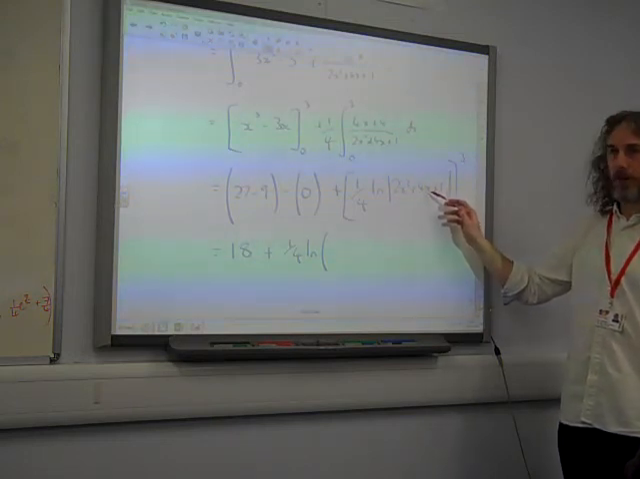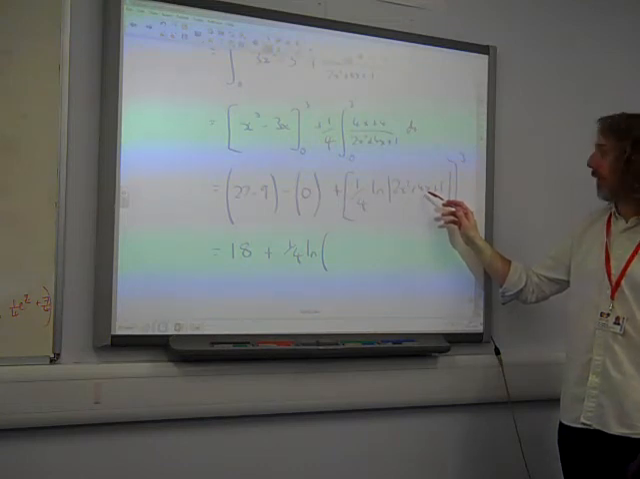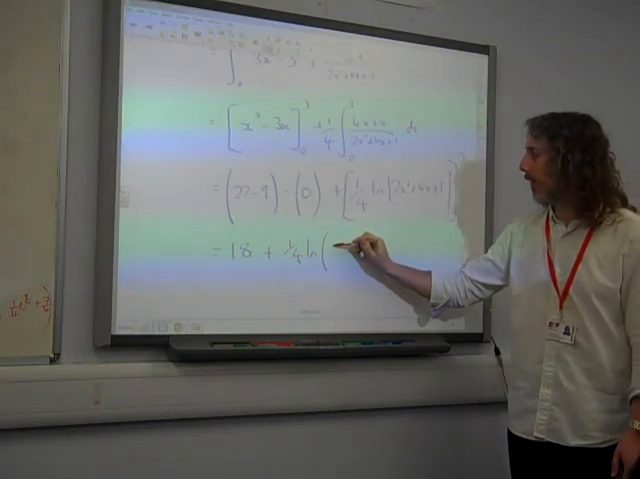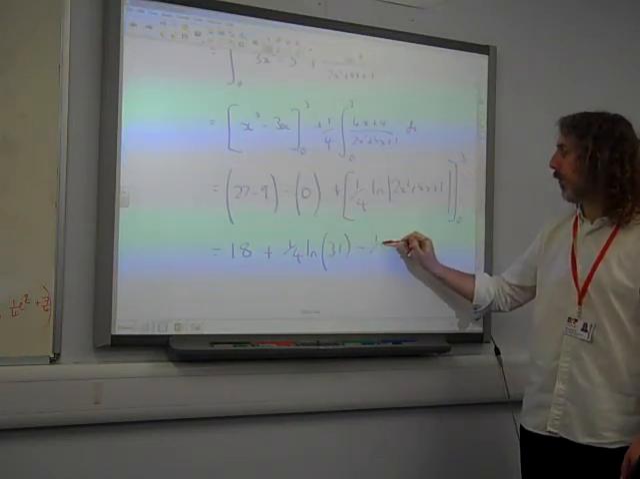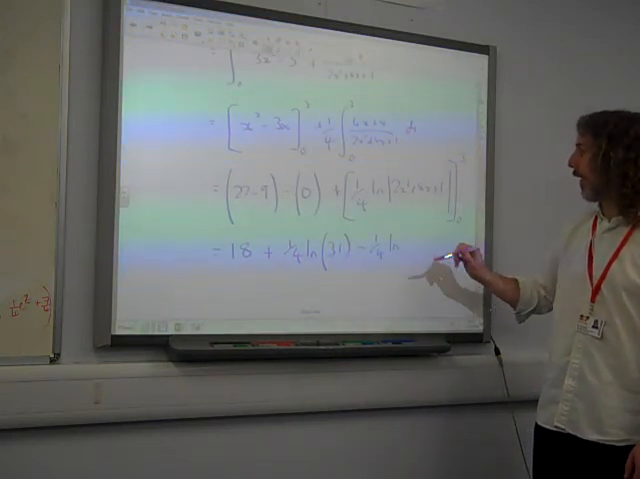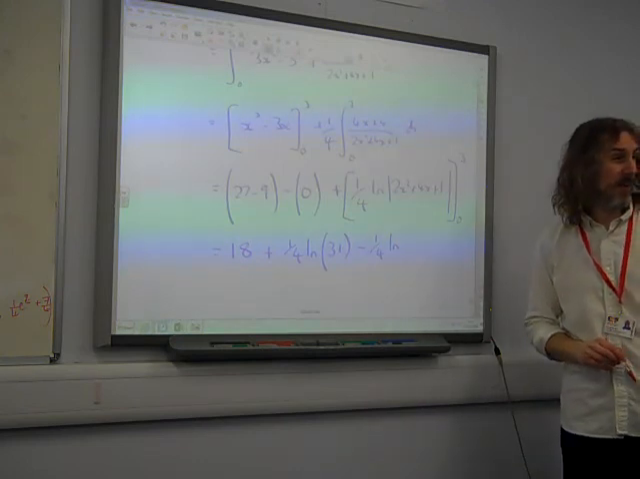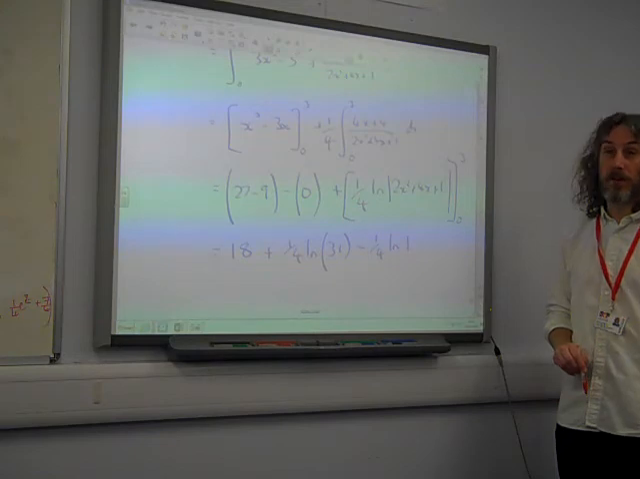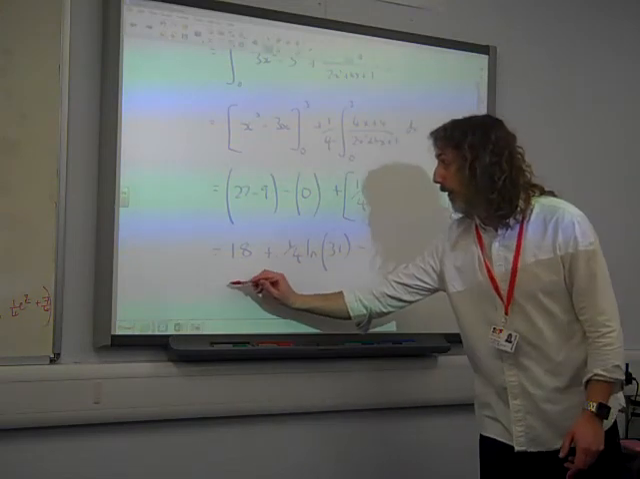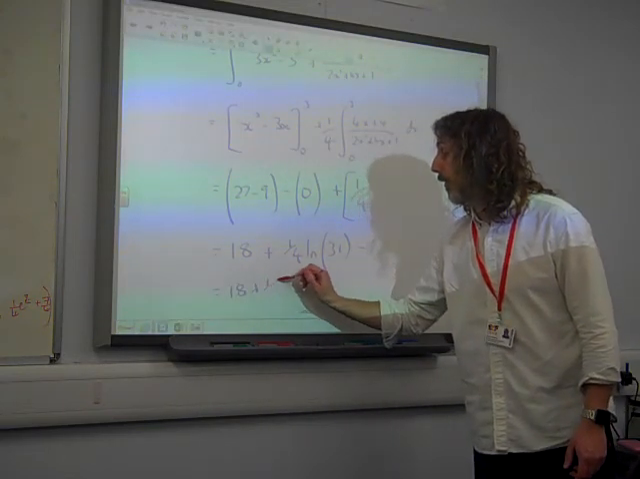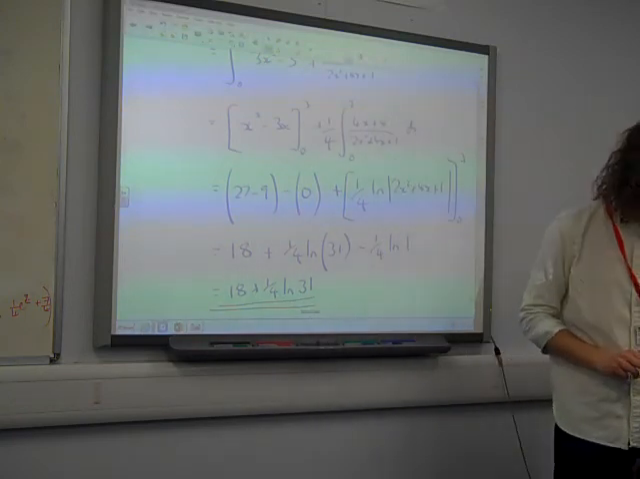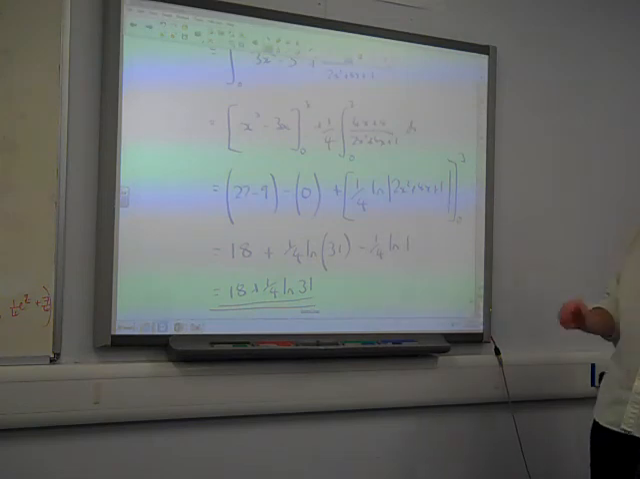18 plus 12 is 30 plus 1, 31. Have I done that right? Yes, 31. And then minus a quarter of the natural log of what we get if we sub 0 into that, which is ln 1. But the natural log of 1 is 0 anyway. So we've ended up with 18 plus a quarter ln 31. And that was the set of values we were after.